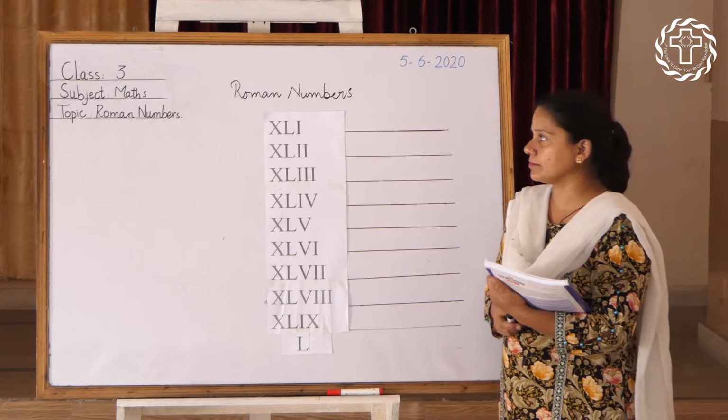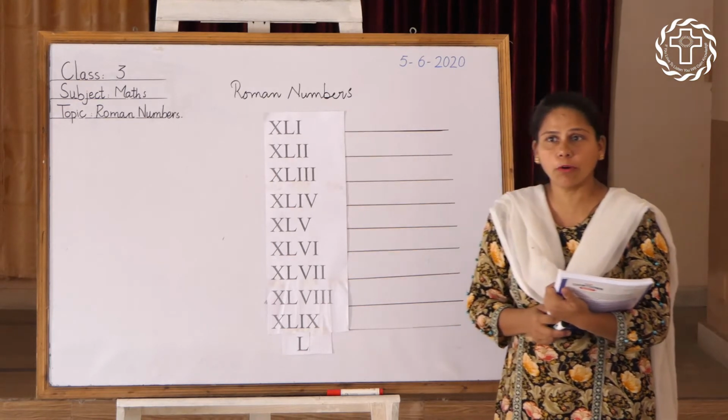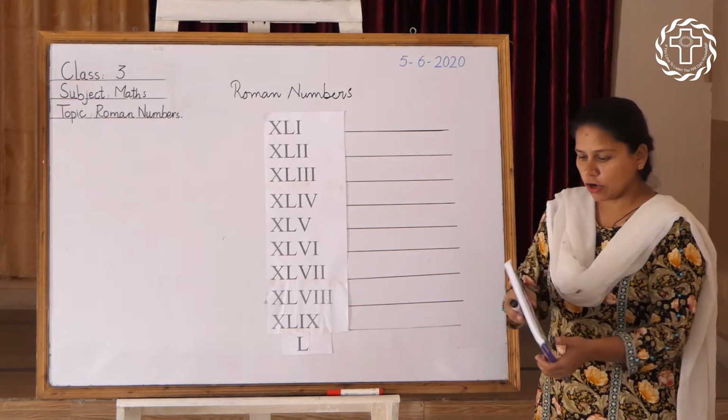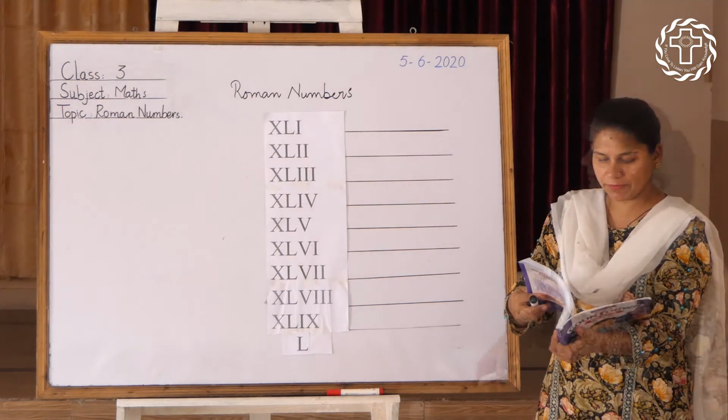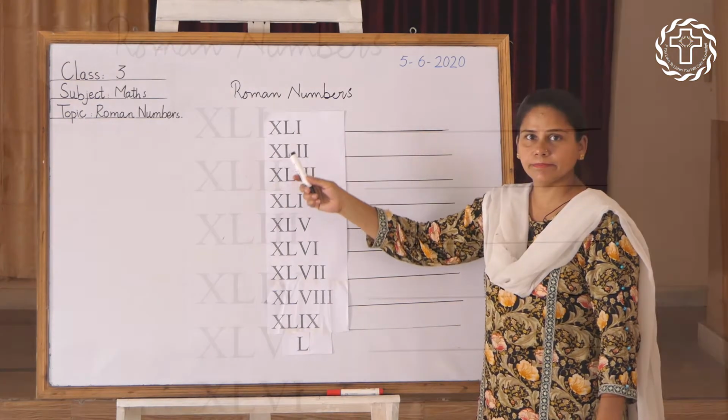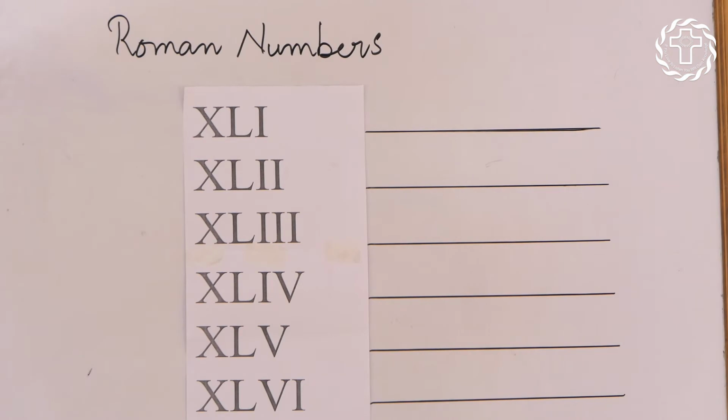Class 3 subject maths, topic Roman numbers. Open your book, page number 5, Roman numbers. Today we will learn 41 to 50.